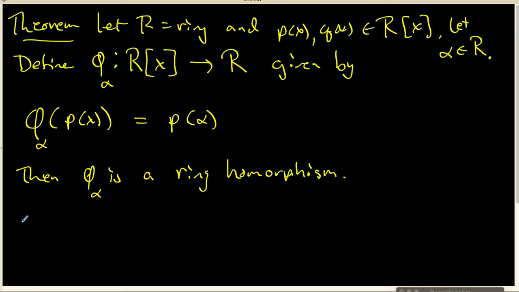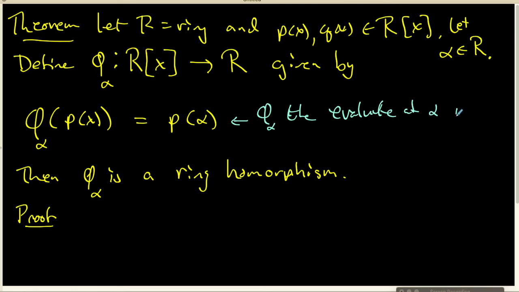Now I do want to look at the proof of this. And by the way, I want to introduce a piece of vocabulary. We're going to call phi sub alpha the evaluate at alpha map. In other words, it's the evaluation map for x equal alpha. That's another way of thinking about it.